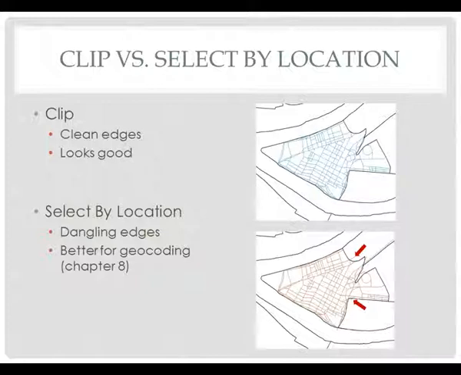Here's a good example: the benefit of doing clip versus select by location. If you do a clip, you can then clean up edges. Where you might have dangling lines that go outside of boundaries and you want to just clip to a particular polygon, a way to clean it up is to use clip. If you select by location, you might end up with dangling edges.